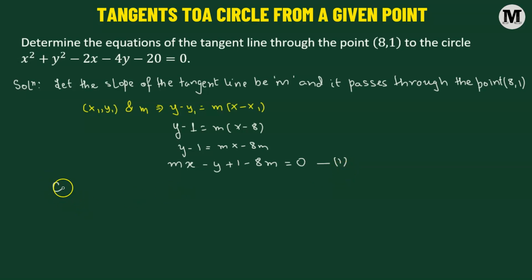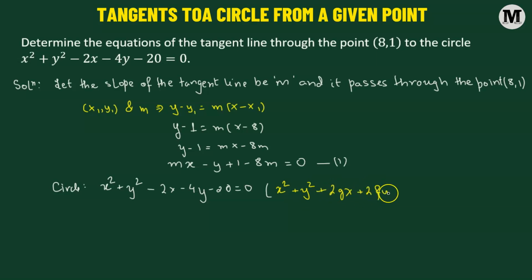Here, the circle has the equation x squared plus y squared minus 2x minus 4y minus 20 equals 0. This equation is given in the general form. We know the general form of a circle is x squared plus y squared plus 2gx plus 2fy plus c equals 0. So here we can immediately find that 2g is negative 2, the value of 2f is negative 4 and the value of c is negative 20.